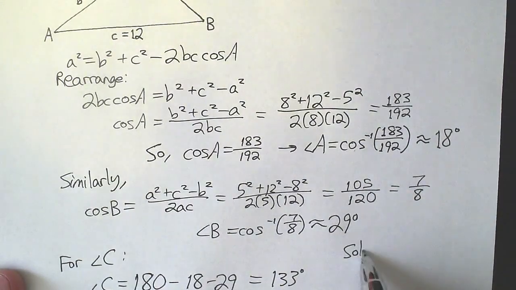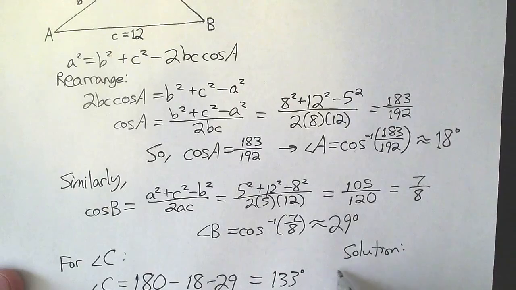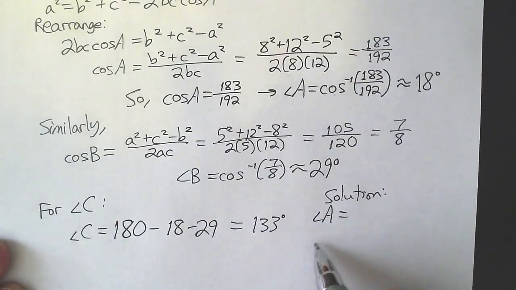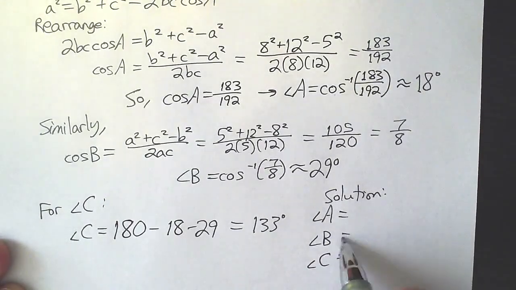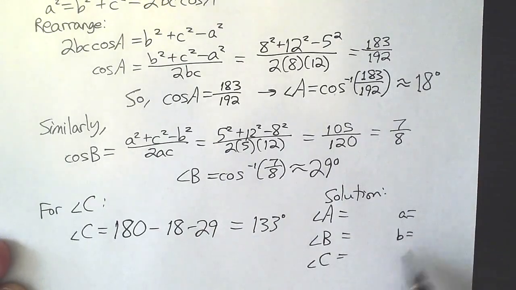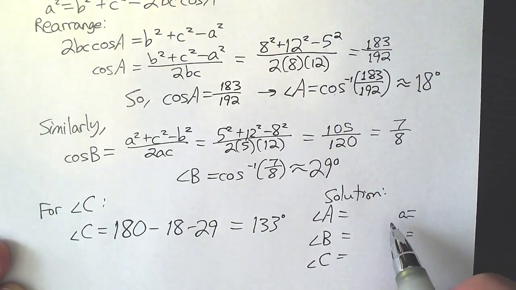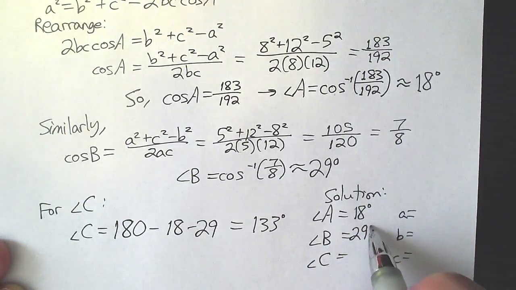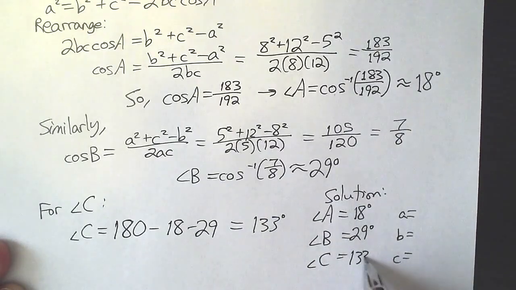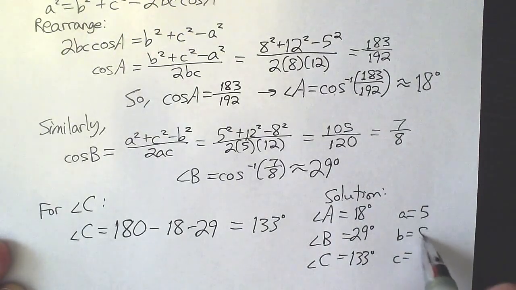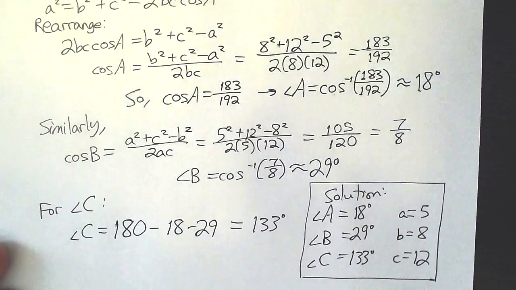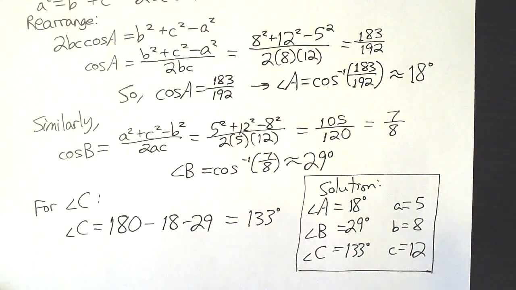All right, so the solution, I think I have space here, so I'll try to write all three angles and all three sides. Angle A, we found, I'll say we rounded off. This is close enough. All right, now let's take a closer look at that note at the bottom.